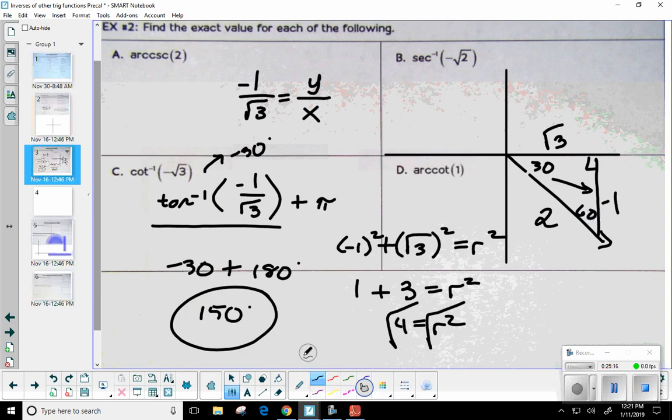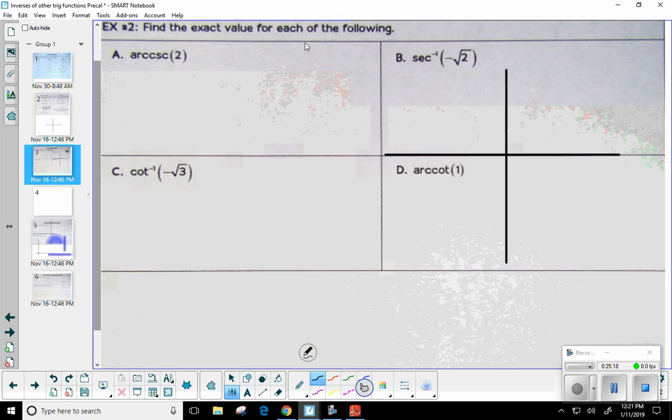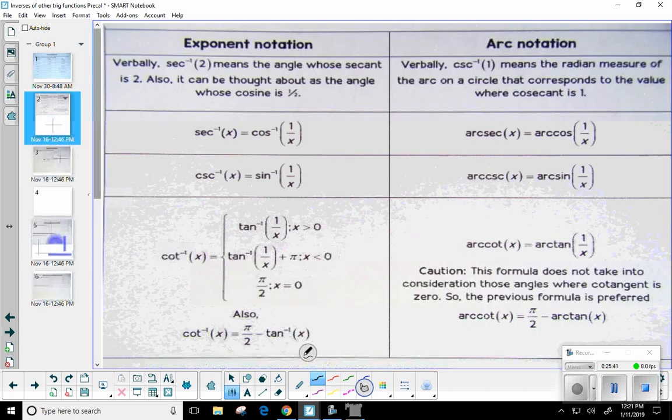All right, let's go ahead and try D. Arc cotangent of 1. Okay, wait a minute. What's that arc mean? That's just inverse. So arc cotangent of 1, remember that is just cotangent inverse of 1. Okay, just another way of writing it. Now, because it's cotangent, we want to be careful. Is it positive or negative? It's positive, so when I look back over here at the notes, do I want to use the same formula I just did or another one? This time I want to use the first one because the 1 is positive.